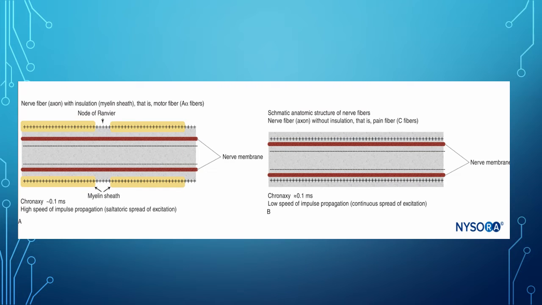As you can see in this picture, the nerve fibers of A alpha and A beta, etc., have a myelin sheath. This myelin sheath affects the electrophysiologic behavior and the impulse propagation, whereas the C fibers, which are the pain fibers, don't have a myelin sheath.